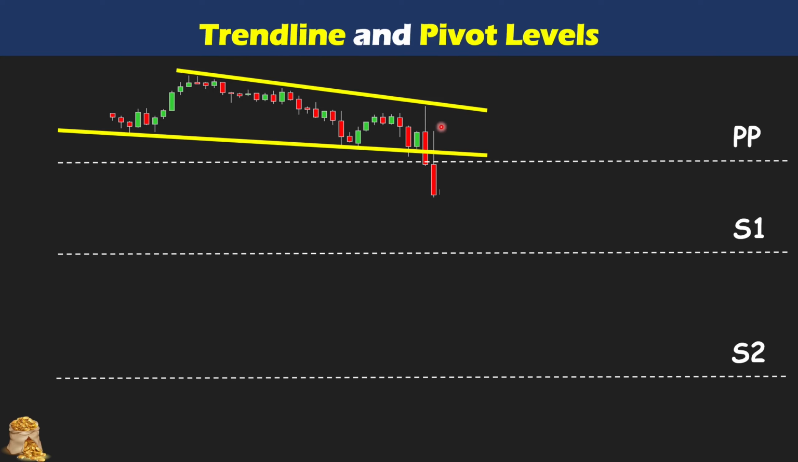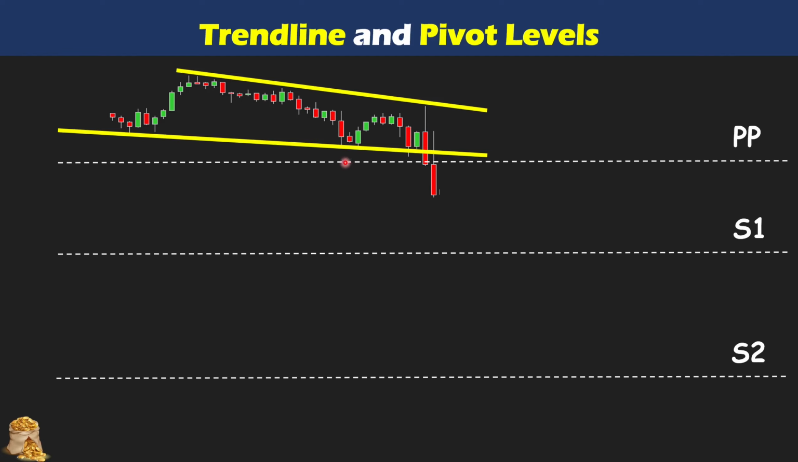These two bear bars break the bottom trend line, but at the same time, they're also breaking the PP level here. So by using the combination of a trend line and pivot levels, when the market breaks both at the same time, this is a confirmation of the downside pressure. So higher probability the market will go down.